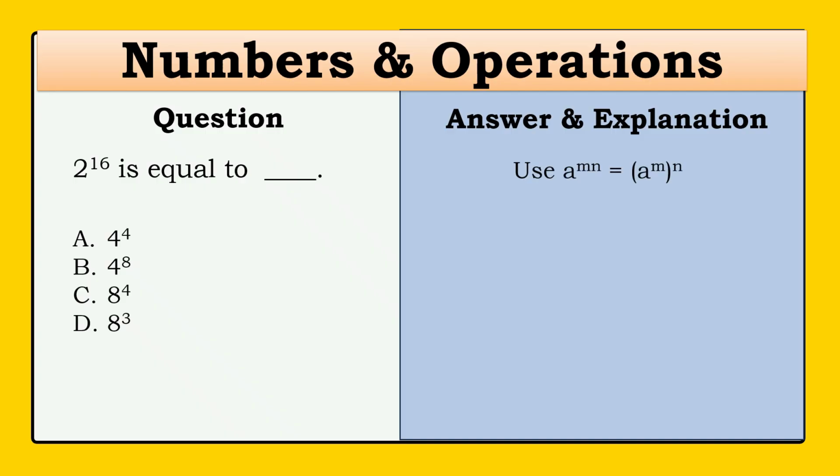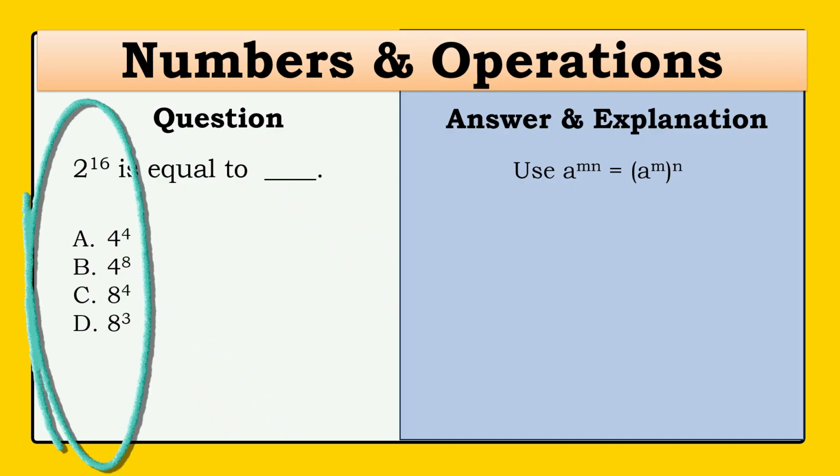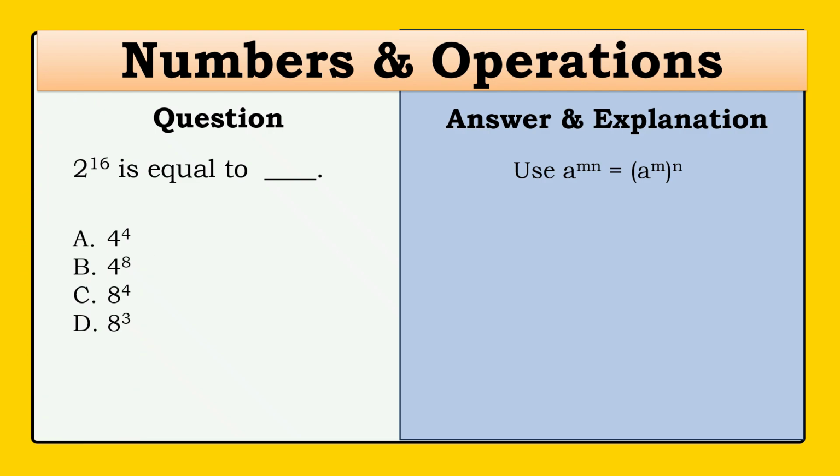a to the m times n is equal to the quantity of a to the m raised to the exponent of n. Now notice that the answer choices have bases of 4 and 8, while the given expression has a base of 2. So, our goal is to rewrite 2 to the 16th using a base of 4 or 8. Let's try base 8 first. Since 8 is equal to 2 cubed, we ask, can we write 16 as a multiple of 3? The answer is no, because 16 is not divisible by 3.